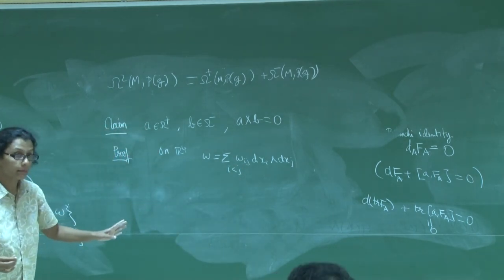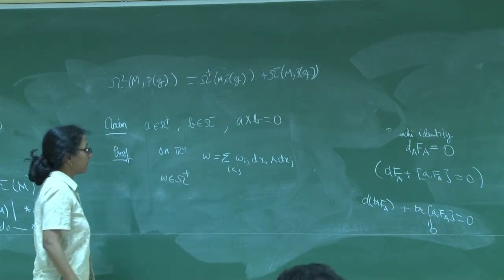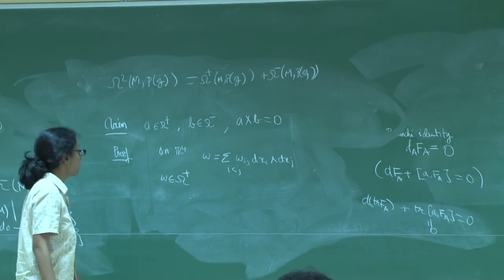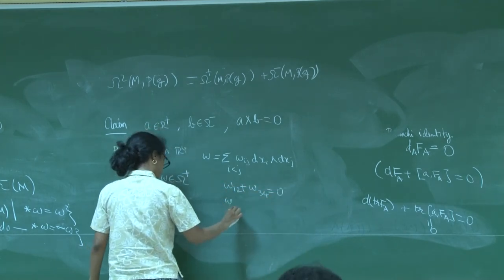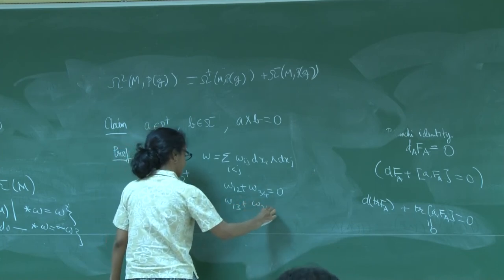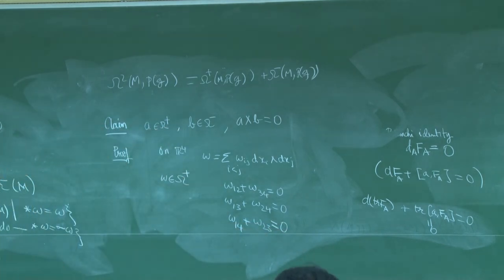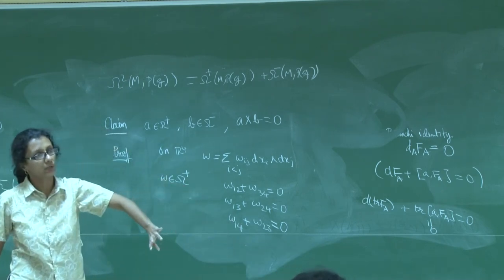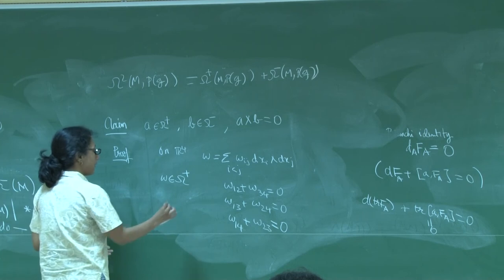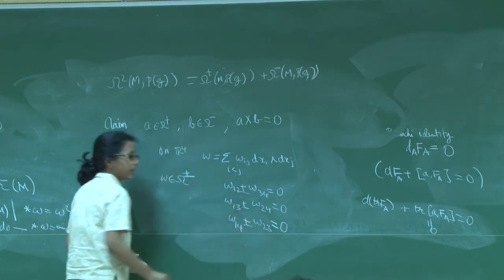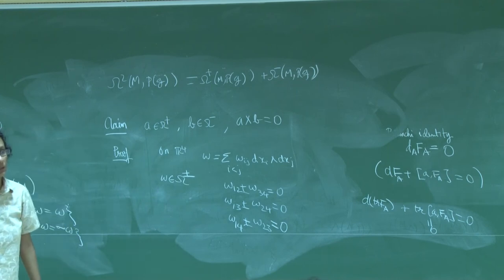A form can be written like this, right? So omega is a self-dual form if it satisfies these relations. Because if you have a dx1 and dx4, when you wedge, you'll get a dx2 and dx3. So these two contributions should cancel out. And similarly, if you have a minus here, all these signs will become minus. So just by using these expressions, you can basically prove this result. So it follows.